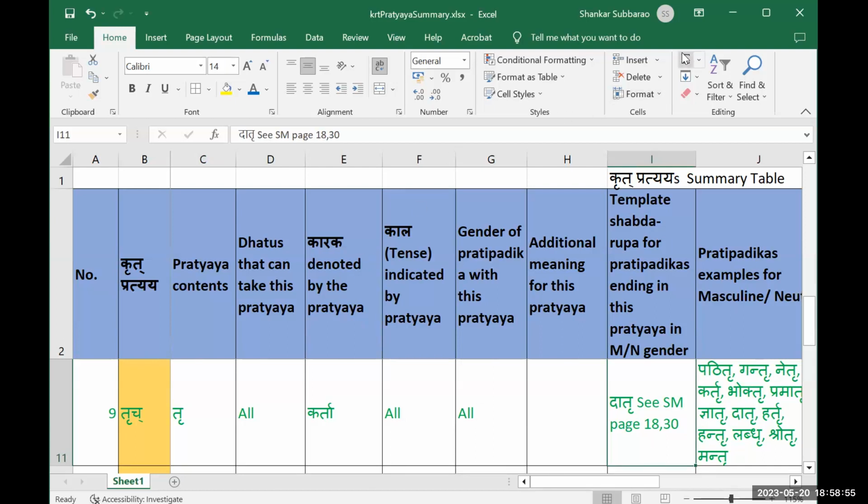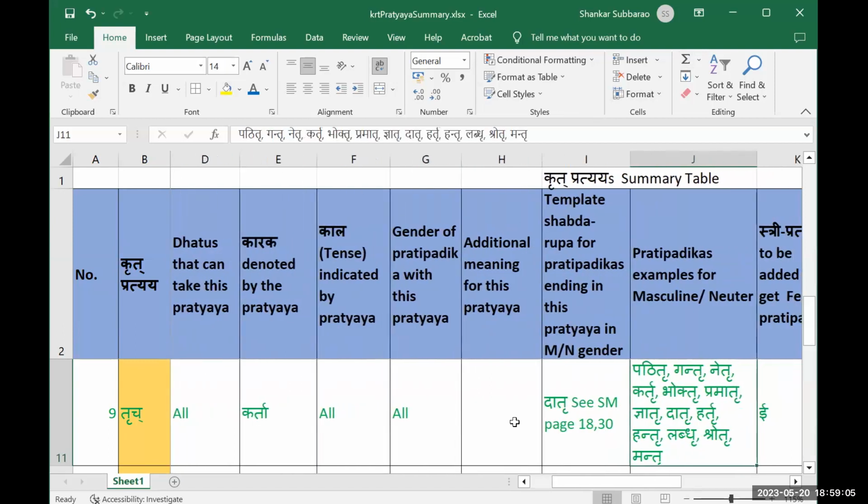Why do I say that? Because one is for neuter, one is for masculine. The subtle difference in form you should know. And what will the words be like? Pathitru, kantru, netru, kartru, bhoktru, pramatru, kyatru, dat. That tru tells you, if it's neuter, this is how it will be in the first singular. But if it's masculine, it will become Ganta, gantarau, gantaraha, gantaram, gantarau, gantrun, etc.